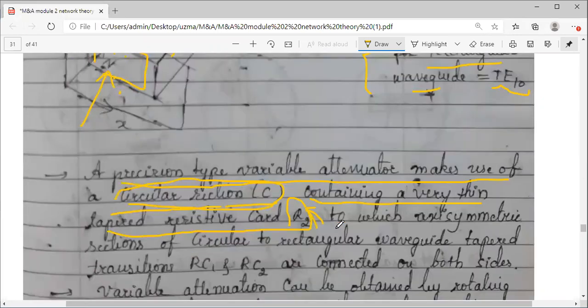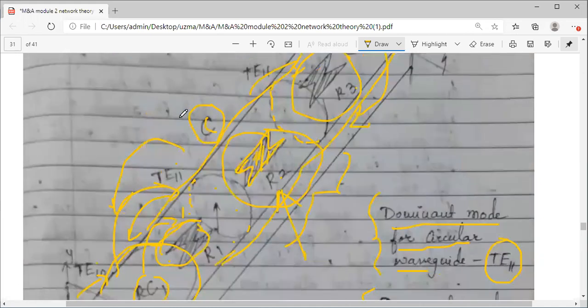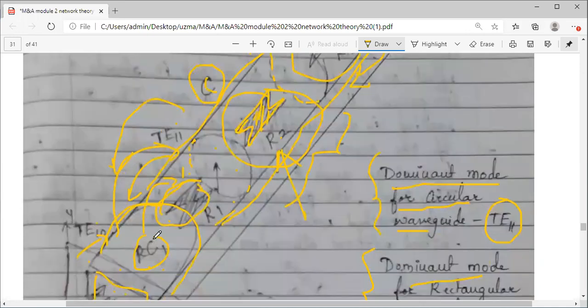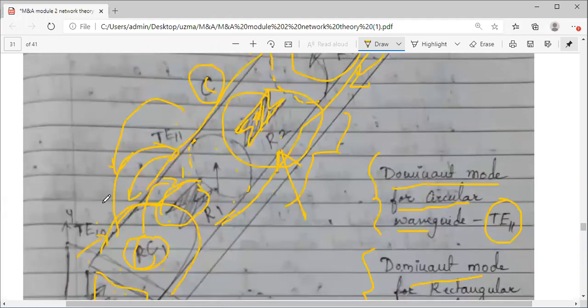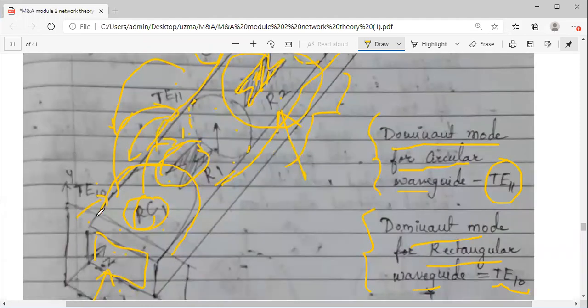to which, that is for the circular section, axisymmetric sections of circular to rectangular, or vice versa, waveguide tapered transitions RC1 and RC2 are connected. Centrally you have a circular section, on both sides we have connected RC1 and RC2. What are these? They are the transitions, R to C or C to R transitions. They are tapered. You can see ये size जो है ना circular है, उससे यहाँ पे थोड़ा tapered रहेगा.